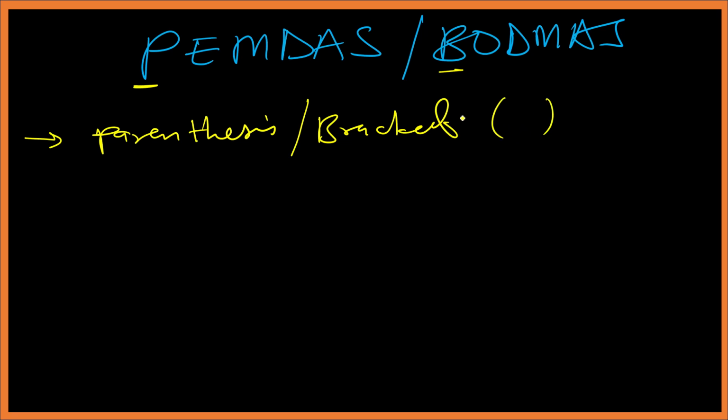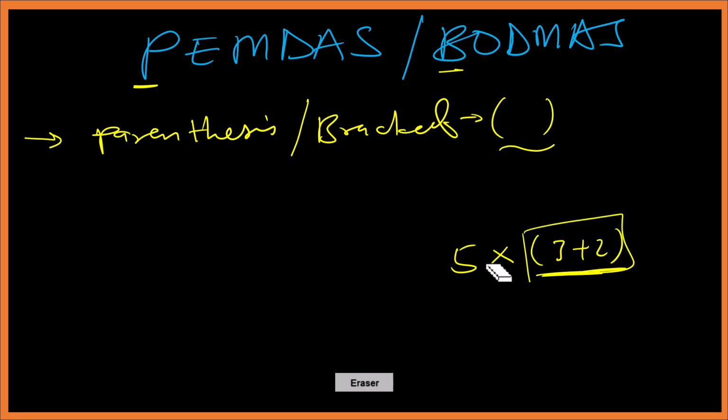Now anytime you are given a mathematical expression, you have to check if there is a parenthesis. If you find out that there is a parenthesis, make sure you deal with the parenthesis first. For instance, 5 times 3 plus 2. So this is a parenthesis. So I'll deal with this one first.